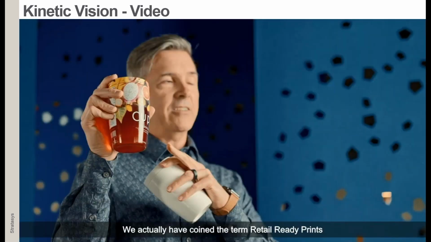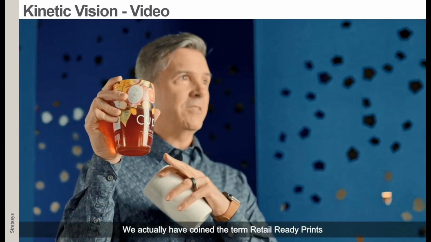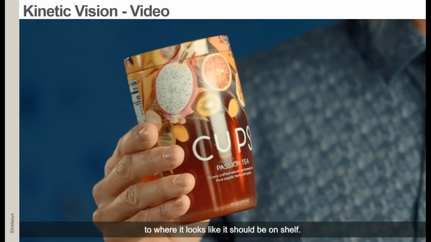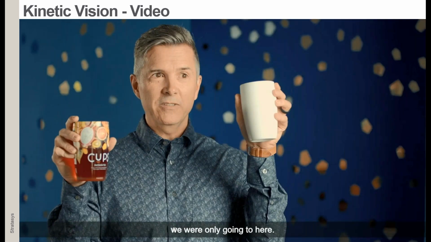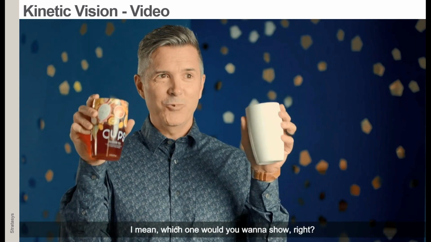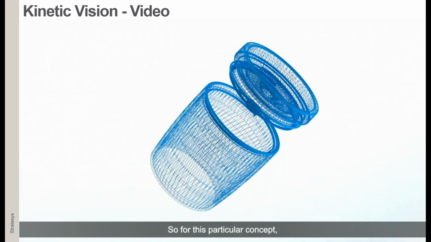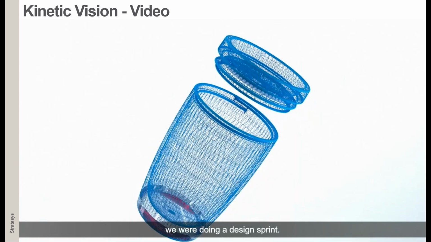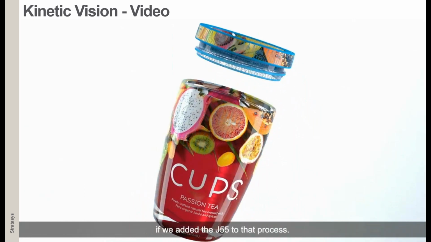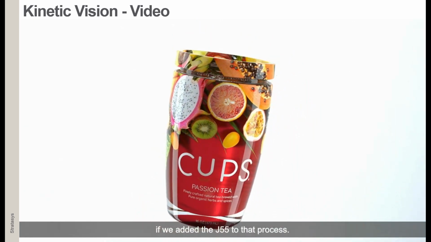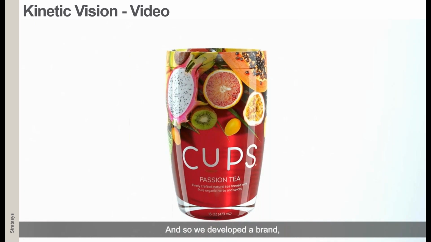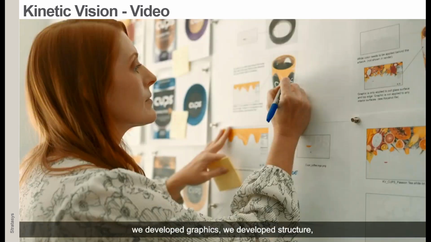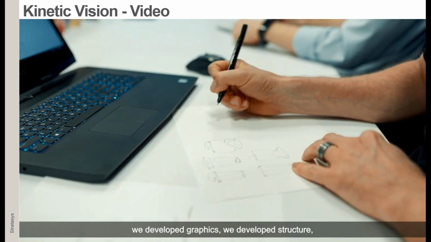We actually coined the term retail ready prints, to where it looks like it should be on shelf, and in almost the same amount of time we were only going to here. I mean, which one would you want to show, right? So for this particular concept, we were doing a design sprint. We wanted to see what would actually happen if we added the J55 to that process. And so we decided to do a retail drink. And so we developed a brand, we developed graphics, we developed structure, and we did all of that within a 2-week period.